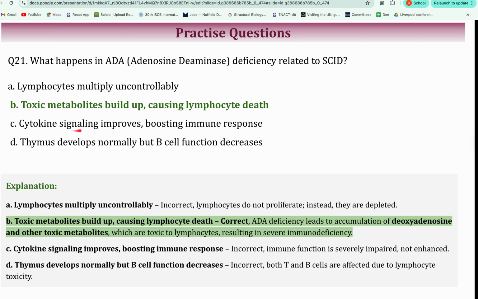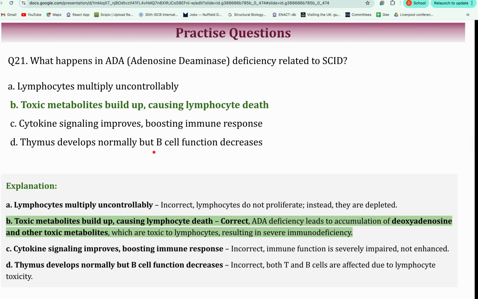Whereas in this, they are saying cytokine signaling improves, boosting the immune response. This is completely wrong because it is impaired in the case of ADA. Because we have seen that ADA is the most severe form in which T negative, B negative, and NK negative forms are observed. So T negative means cytokine signaling is affected.